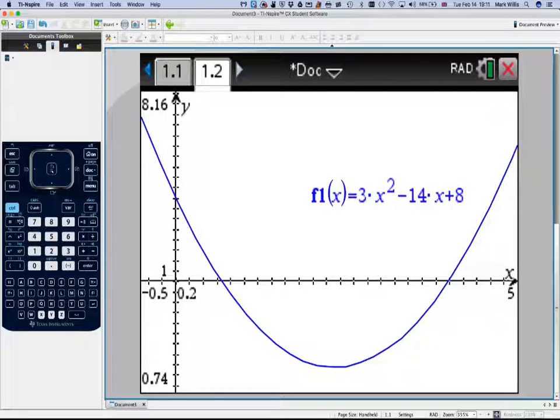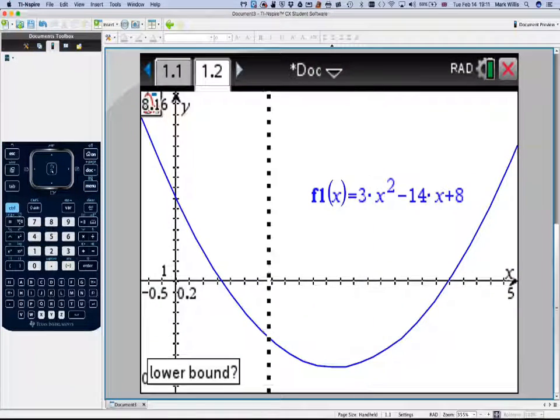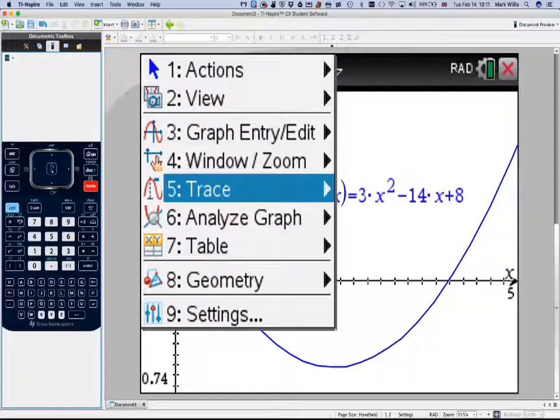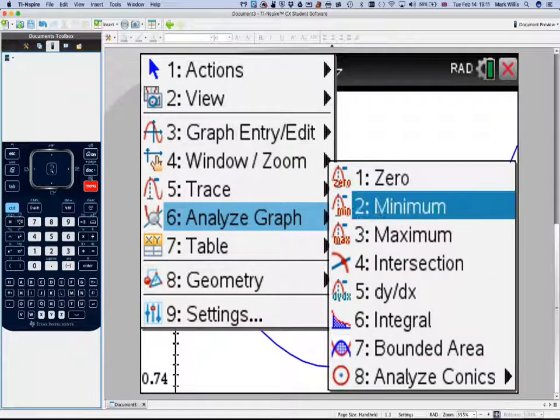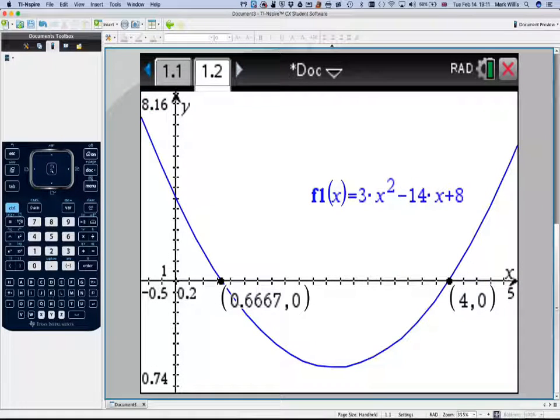Okay, we can find these points of intersection by doing menu, analyze the graph, 0, going to the left of 1 and to the right of 1, and then repeating. Menu, analyze the graph, 0, to the left and to the right.